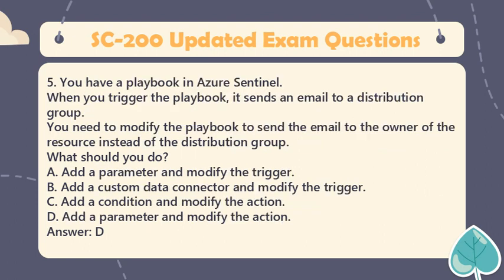5. You have a playbook in Azure Sentinel. When you trigger the playbook, it sends an email to a distribution group. You need to modify the playbook to send the email to the owner of the resource instead of the distribution group. What should you do? A. Add a parameter and modify the trigger. B. Add a custom data connector and modify the trigger. C. Add a condition and modify the action. D. Add a parameter and modify the action. Answer: D.